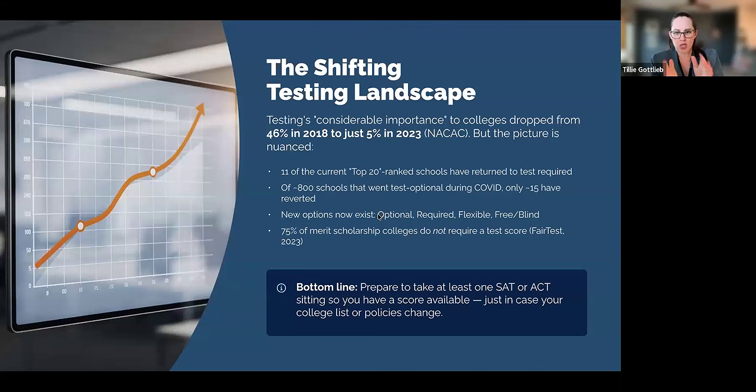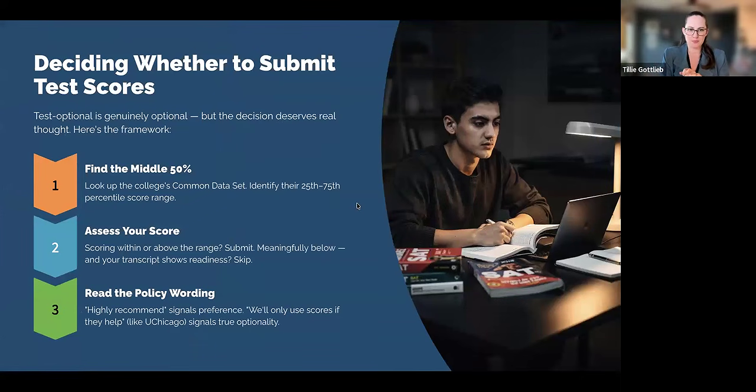But the bottom line is, and we're going to get into this in a little more depth, you do want to have a score available. If, let's say, by the time you are applying, the policy has changed for your beloved schools, the ones you love most, you do want to have an official SAT or ACT sitting so that you can submit it if you absolutely have to, or if those policies change. Okay, Tom, let's go to the next slide.